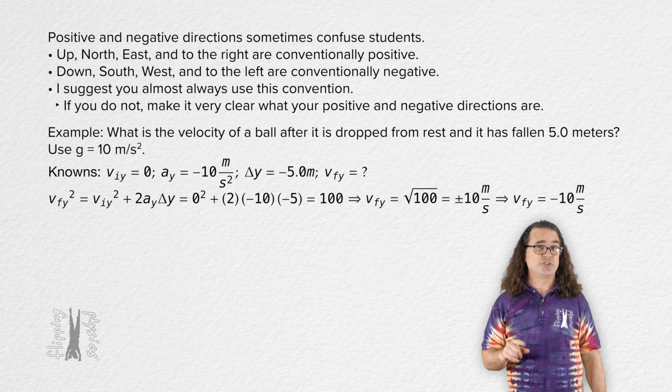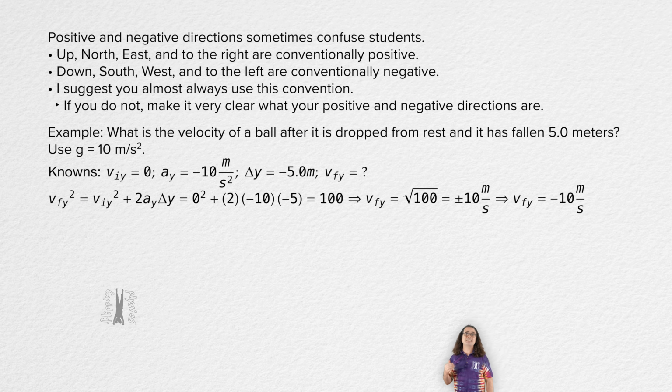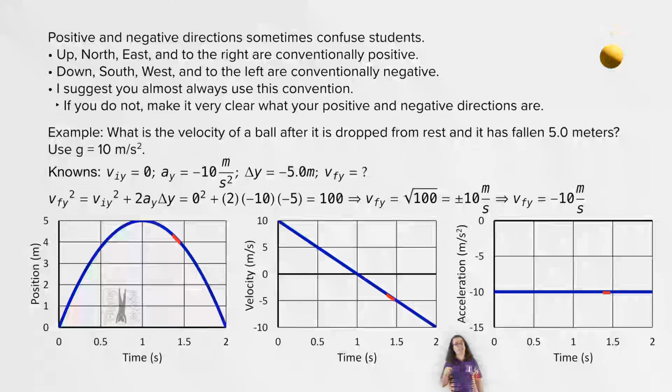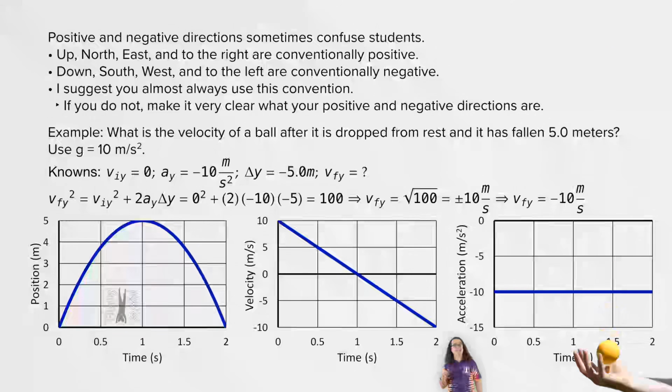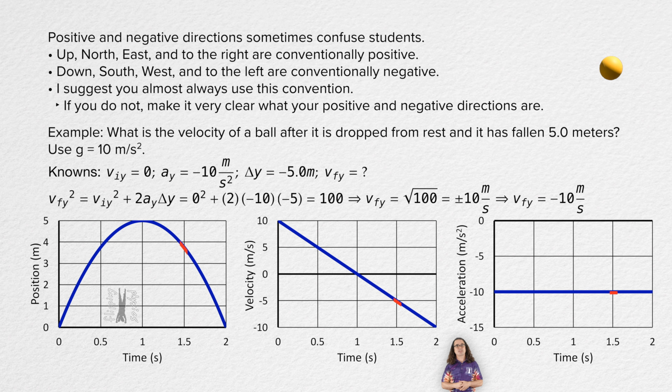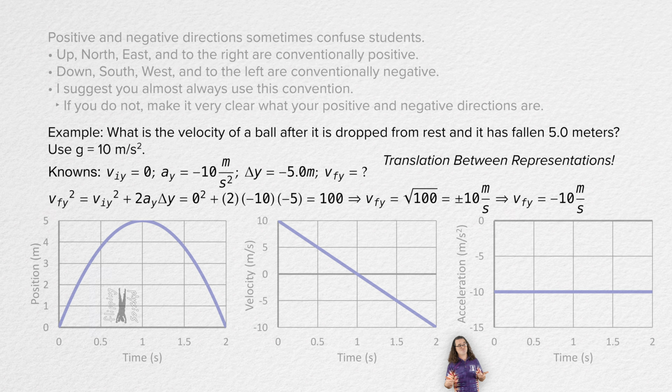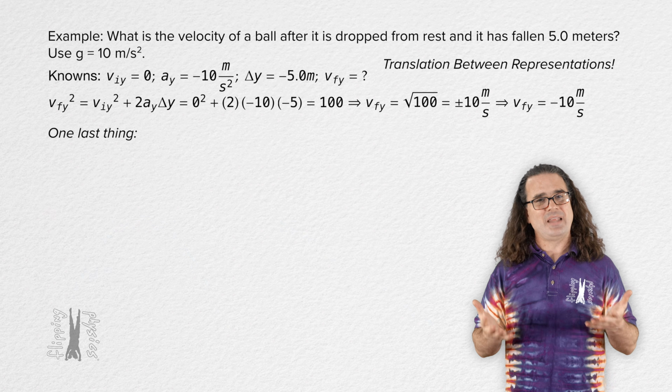And notice that this example we just walked through the math for can be represented by the second half of the graphs for free fall we were looking at before. The initial velocity in the y direction at the top of the path is 0. The acceleration of the ball is a constant negative 10 meters per second squared. The displacement of the ball in the y direction is negative 5 meters, and the final velocity in the y direction of the ball after it has fallen those 5 meters is negative 10 meters per second. Being able to translate between representations of events like this is critical to your understanding of physics, and is even one of the question types on the AP Physics exams. Translation between representations. Exactly.